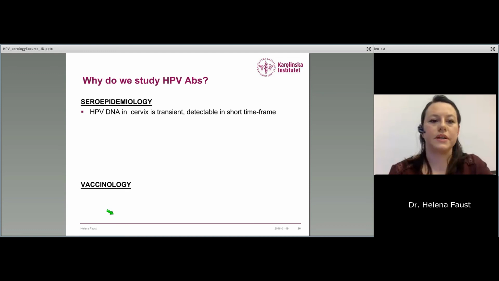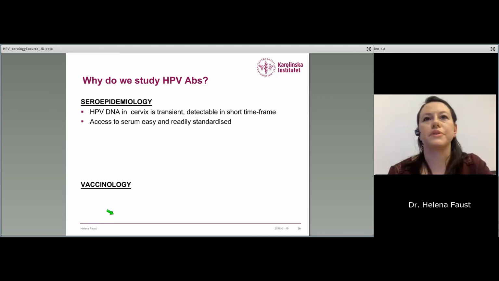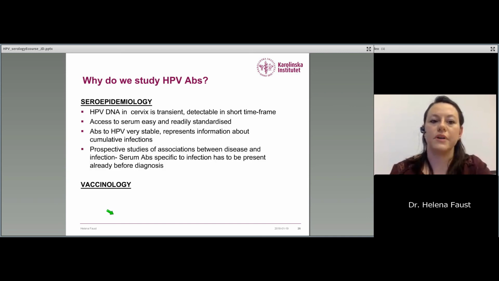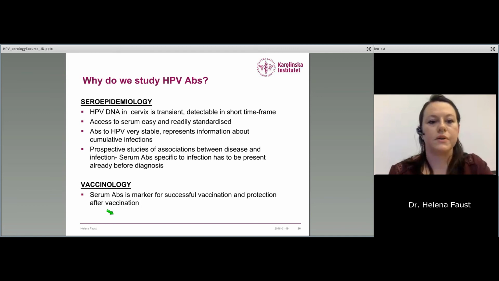As I told earlier, DNA in the cervix is transient and therefore doesn't give a full picture. It's also much easier to have access to serum because, for example, males do not take part in the Pap smear screening like females. So accessing sera is always a little bit easier. And antibodies to HPV are very stable and represent information about cumulative infection. We then use this information to set up prospective studies on the association between disease and infection. As serum antibodies are specific for the infection, they have to be there in the person before the disease comes to presence.